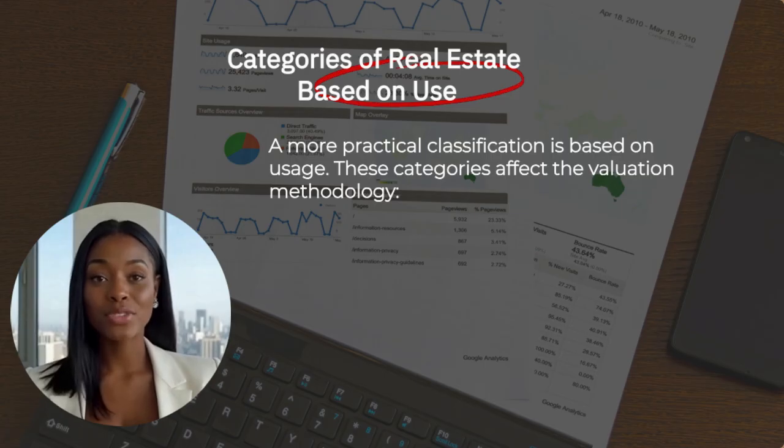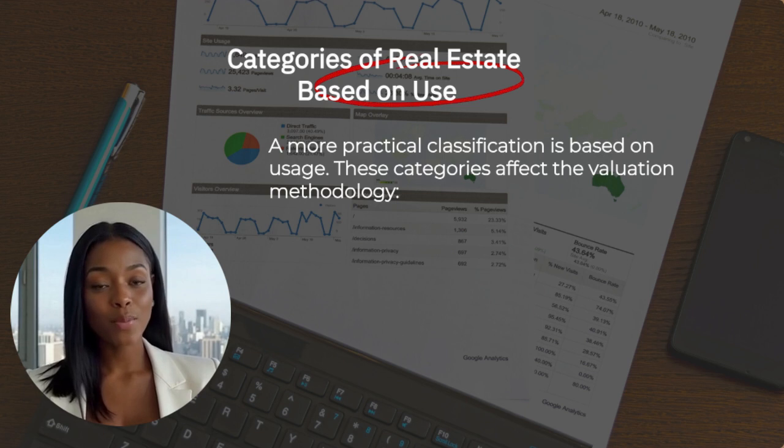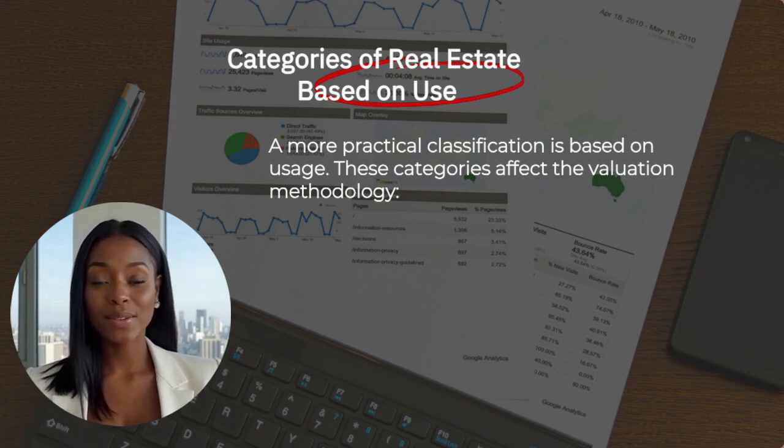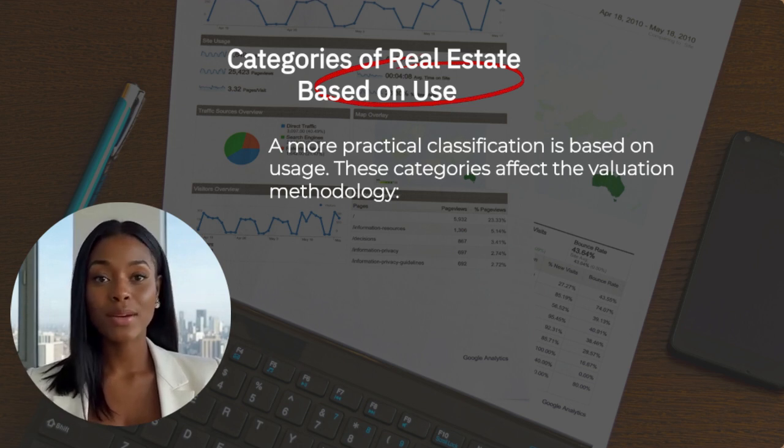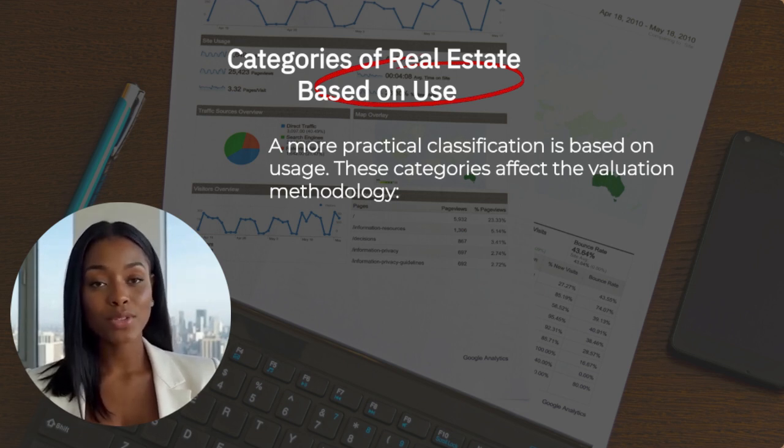2. Categories of real estate based on use. A more practical classification is based on usage. These categories affect the valuation methodology. A. Residential property includes single-family dwellings, apartments, flats, duplexes, townhouses, condominiums. Valuation is influenced by size, amenities, neighborhood, tenure, leasehold or freehold, and access to infrastructure.